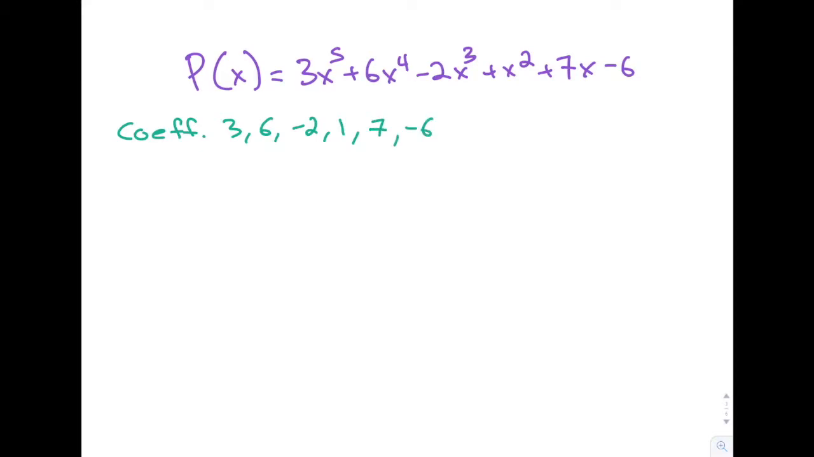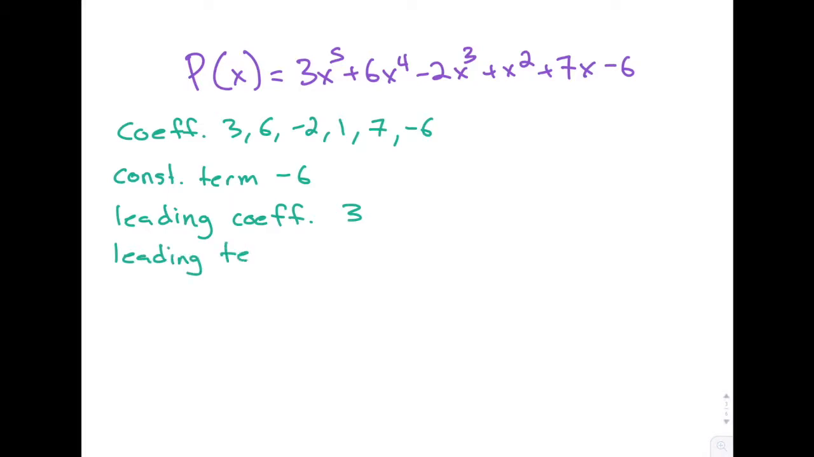The constant term is negative 6. The leading coefficient is 3. The leading term is 3x to the fifth, and the degree is 5. So now you can kind of make those connections.